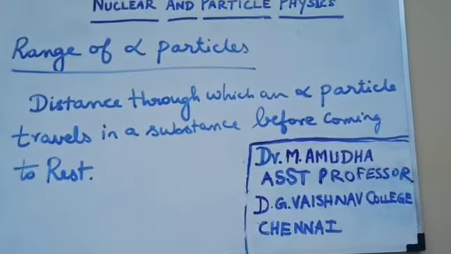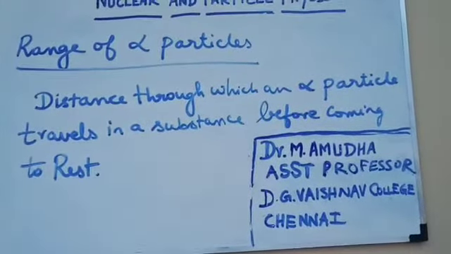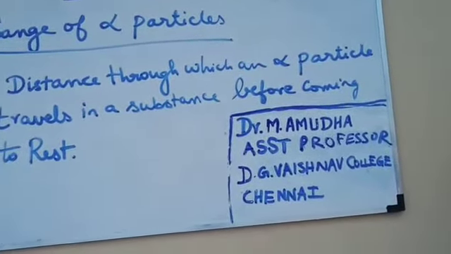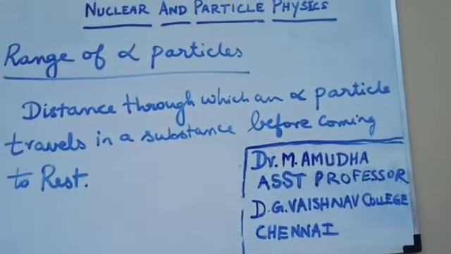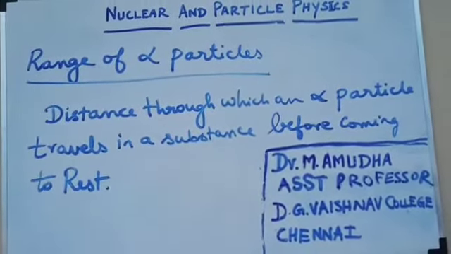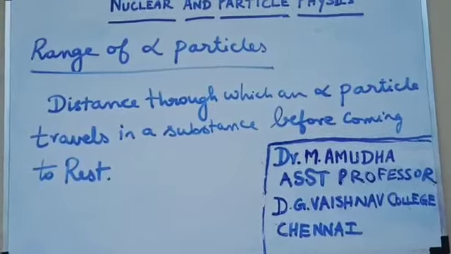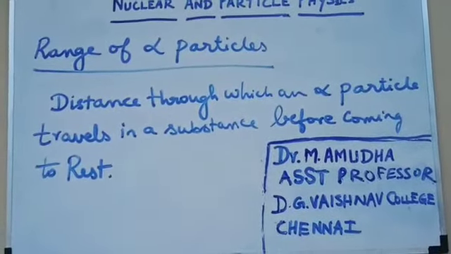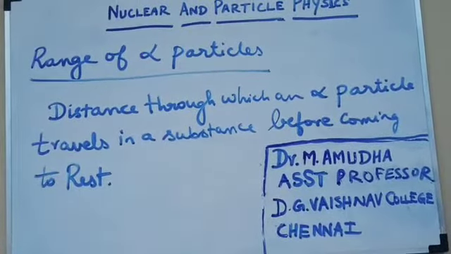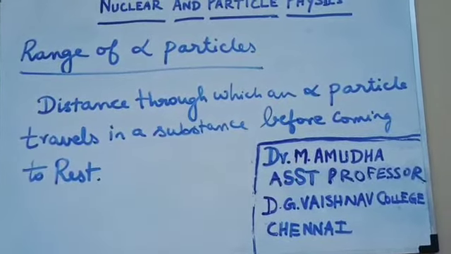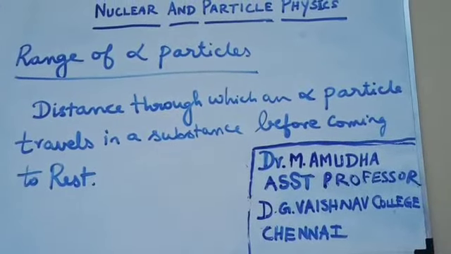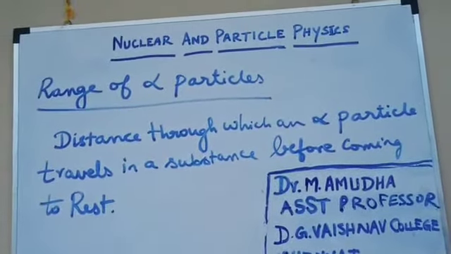When an alpha particle is allowed to pass through a gas, it has the tendency to ionize the gas through which it passes. Because of this ionization, it loses some of its energy, and then it absorbs 2 electrons and becomes a neutral helium atom. At that time it comes to rest.